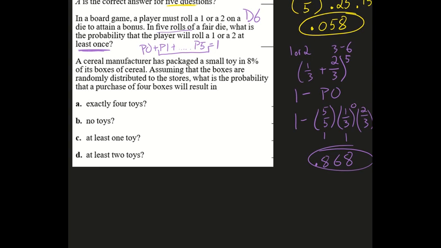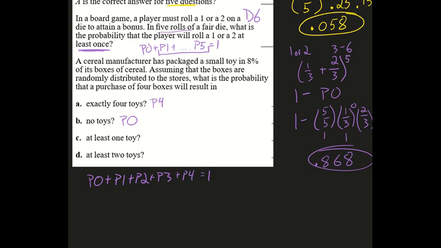Okay, so for practice with this, because the video is getting a little longer, I just want you to write out what you would do for this. So exactly 4 toys, sorry, the probability that you have exactly 4 toys. No toys would be the probability of 0 toys. At least 1 toy, because you're looking at your different probabilities. You've got 0 toys, 1 toy, 2 toys, 3 toys, or 4 toys, and that's equal to 1.